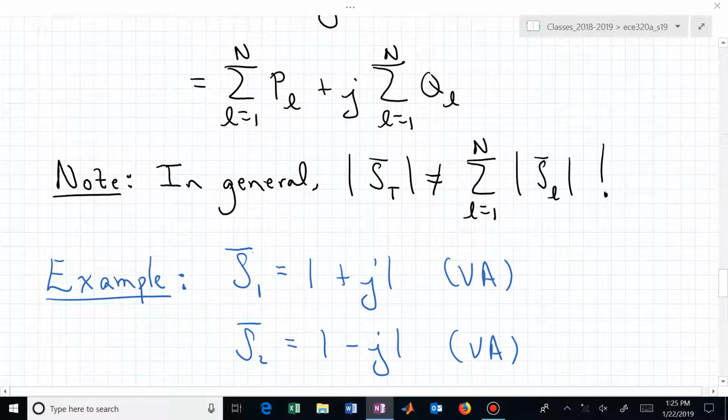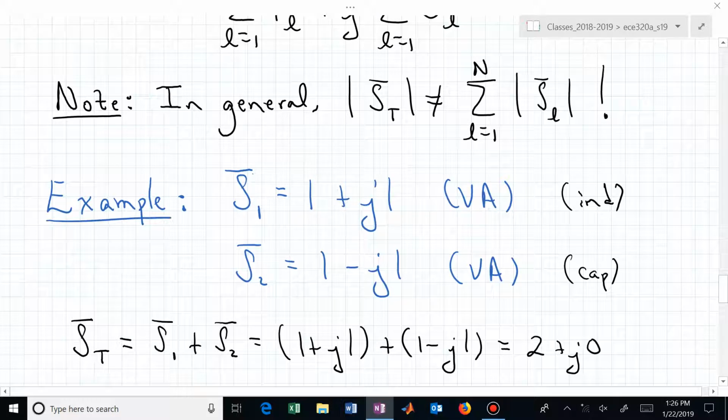Suppose we have two loads, S sub 1, or load 1 and load 2. The first load has a complex power S sub 1. The second load has a complex power S sub 2. And I could ask you what kinds of loads those are, and hopefully you would be able to tell me that load 1, since it has a positive Q, is inductive. Load 2, since it has a negative Q, is capacitive.